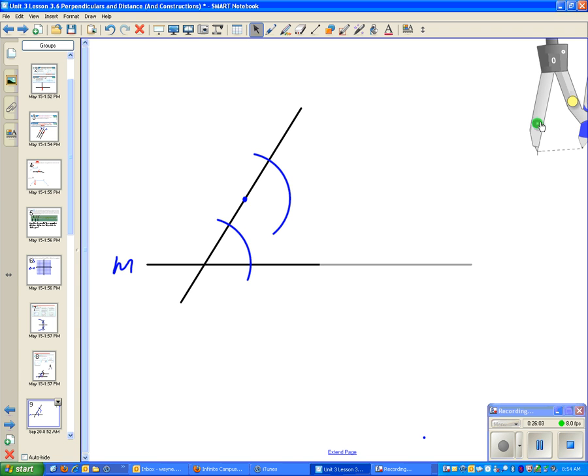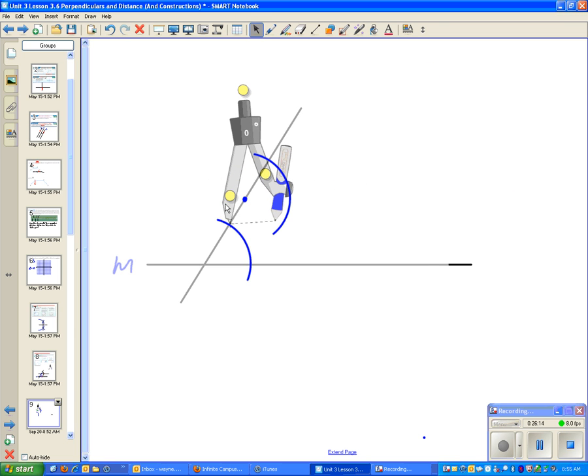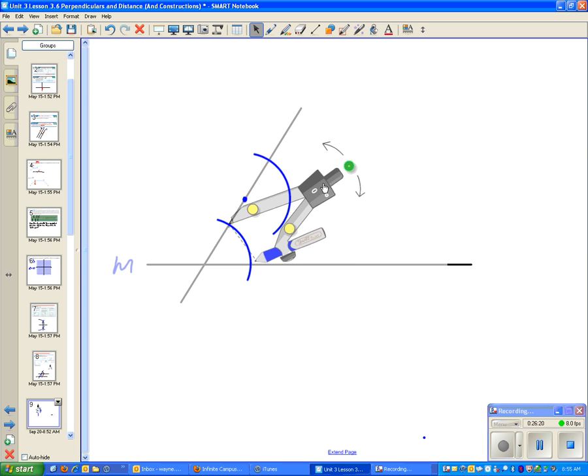Okay. Now, to guarantee that our corresponding angles are going to be congruent to each other, we put our compass point where the first arc crosses our transversal, and we measure out. I've got to move my pencil just a little bit. I've got to get it so that the point is where the arc crosses the transversal. The pencil is where the arc crosses line M. With me?